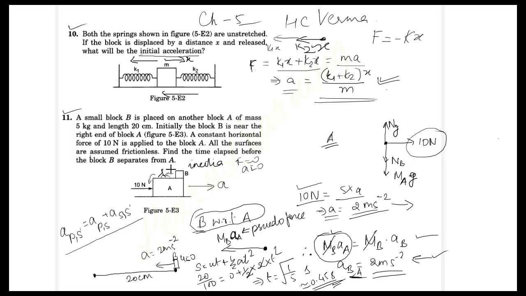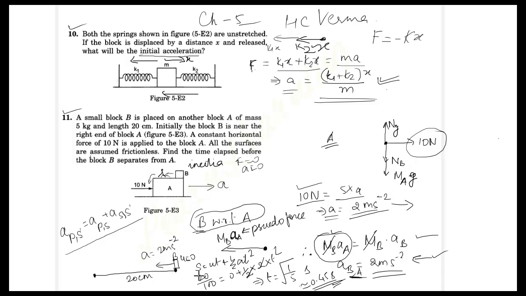Now since it is in this direction and we are seeing it with respect to A, we can see that the block B has initial velocity 0 and is moving with an acceleration of 2 meters per second square, and it has to cover a distance of 20 centimeters, and we have to find the time elapsed in this process.